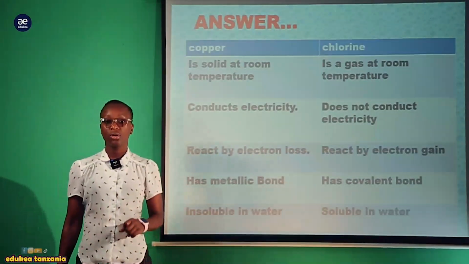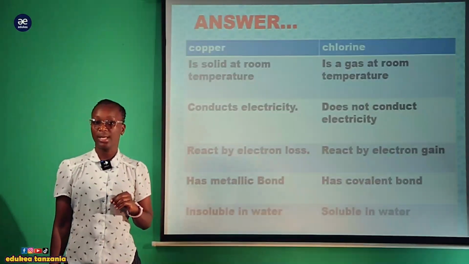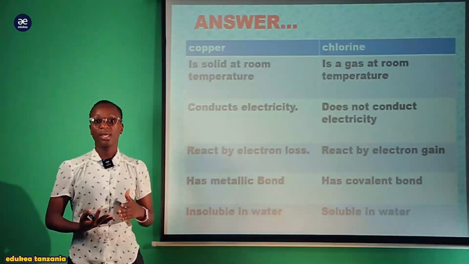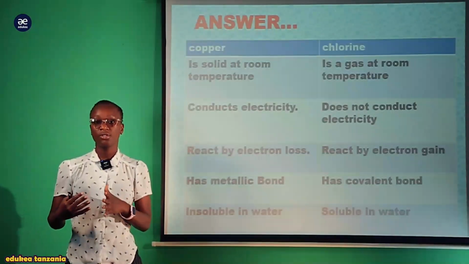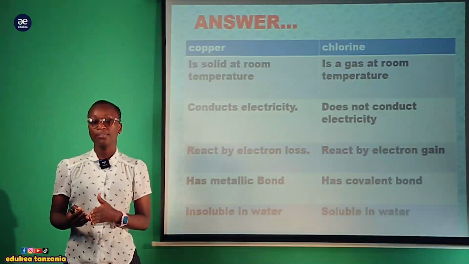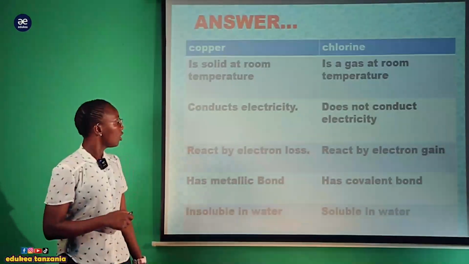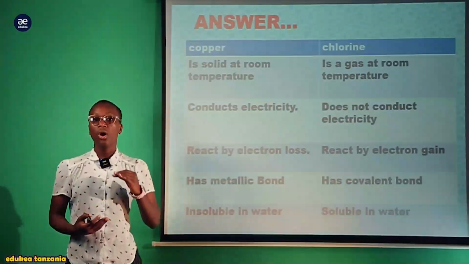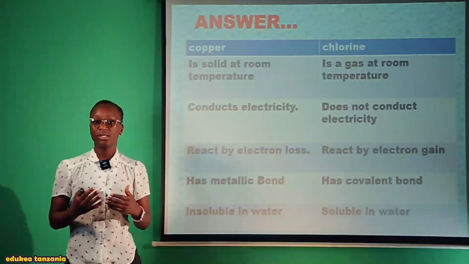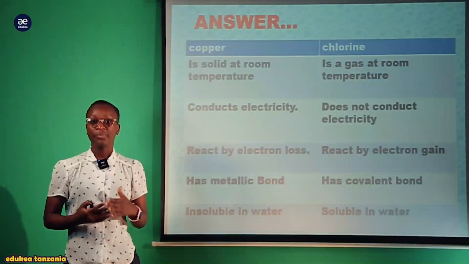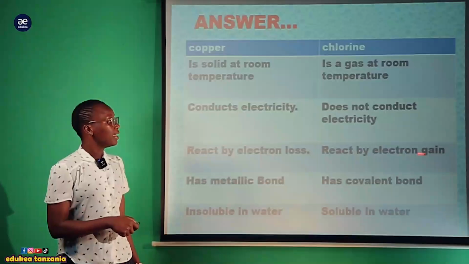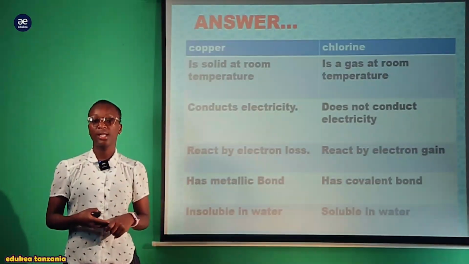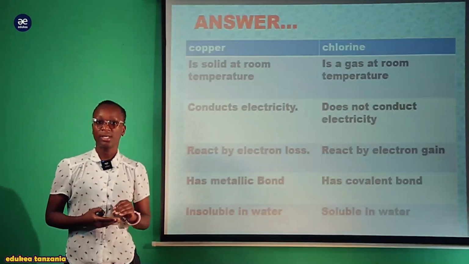It also reacts by electron loss. Kwamba copper always tunajua ni metal. So always metals they tend to lose the electron to maintain the atomic stability. So ile reaction yake ilikuwa kutoka kwenye atom ambayo ni unstable kwenda kwenye formation of ion ambayo ni stable ion, ina lose electron. Therefore copper reacts by electron loss. Lakini tunapokuja kwa huyu chlorine ambaye ni non-metal, always tunajua kwamba non-metals in order to attain the atomic stability they have to gain electron. Therefore it reacts by electron gain. Kwa hiyo chlorine ana react kwa kugain electrons ili aweze kumaintain ile atomic stability.